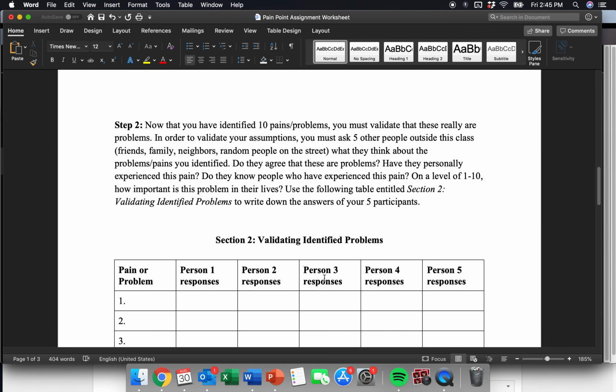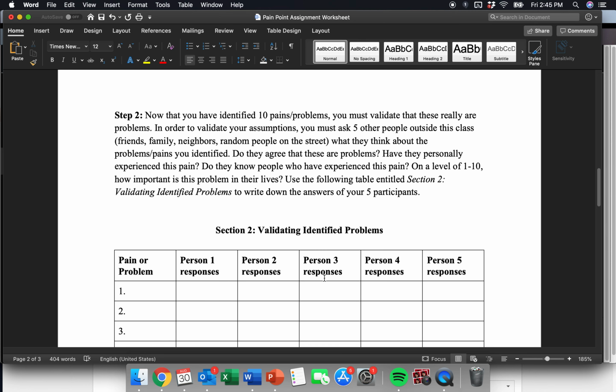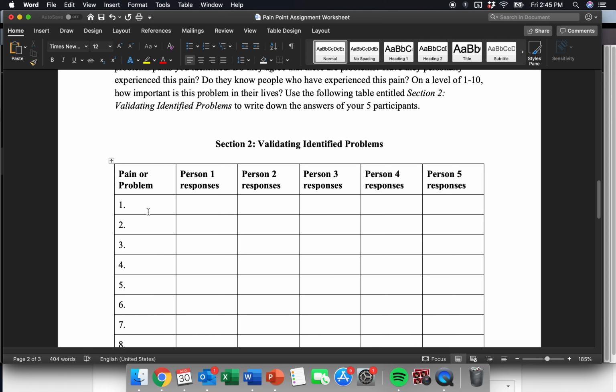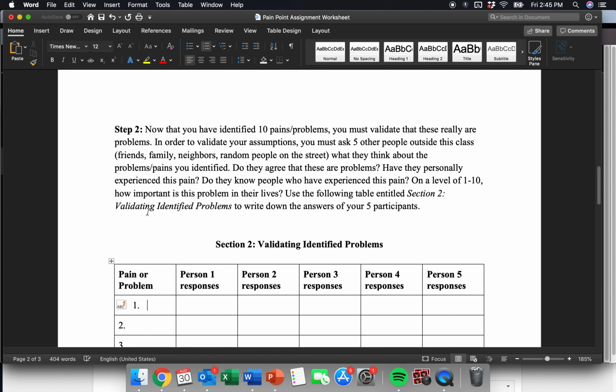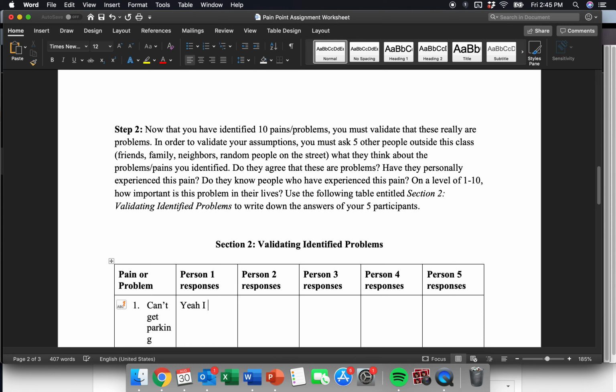After that, the next step: now that you've identified those problems, you have to validate if those really are problems. So you're going to ask 5 other people, friends, family, random people at the grocery store, what do you think about these things? For example, the first one I put up here was I can't get parking. So I ask someone else, hey, do you have a problem getting parking? And they say, yeah, I can never get a parking spot.